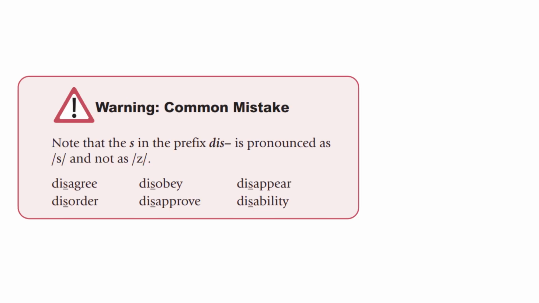Warning: common mistake. The S in the prefix dis is pronounced as S and not as Z. Examples: disagree, disorder, disobey, disapprove, disappear, disability.